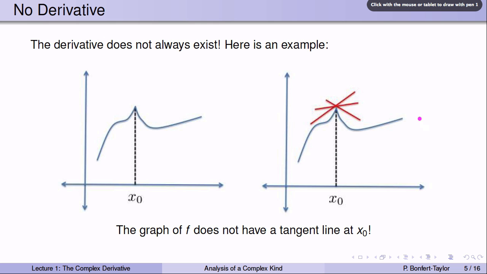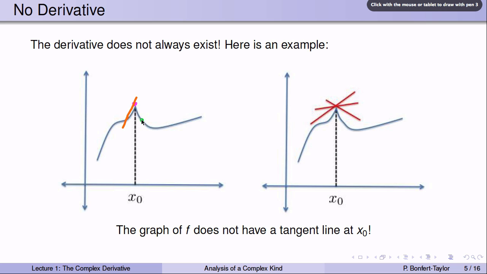The derivative does not have to always exist, however. Here's an example where the graph has some kind of corner. So if this is my point x0, f of x0, and I were to approach this point x0 with x values from the left, then these secant lines all look a little bit like this and definitely have a positive slope. Even in the limit, the slope is positive.